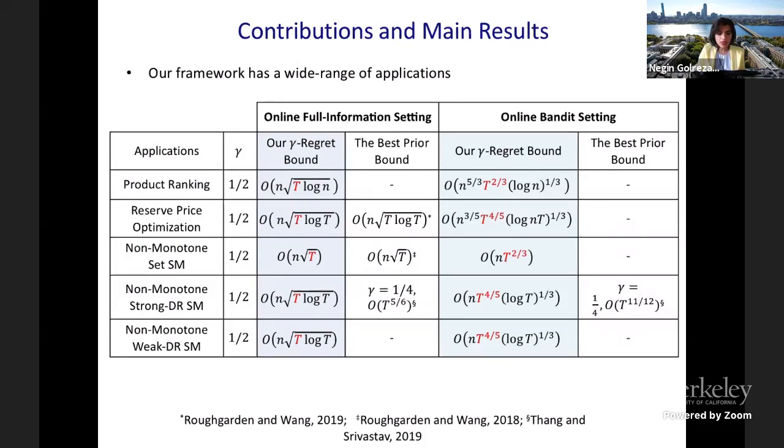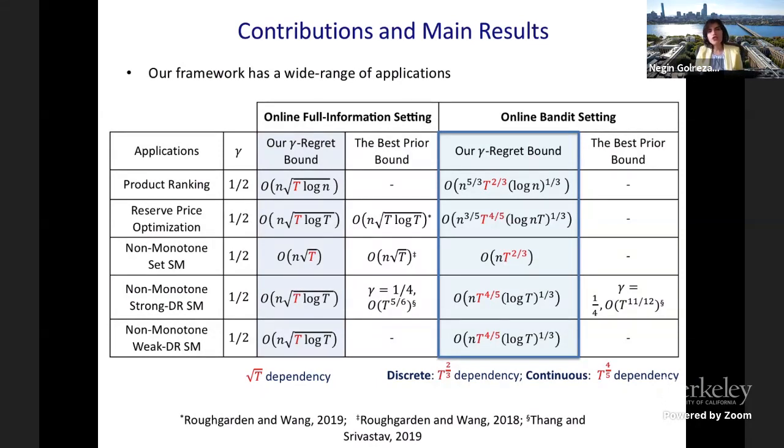So let's look at the results. For the full information setting, in terms of dependency on T, we always get a square root of T dependency. And for the bandit, we get T to the power of 2 thirds dependency if our decision set is discrete. For example, for product ranking, ranking something discrete, we get T to the power of 2 thirds. But whenever the decision set becomes continuous, in that scenario, I think there are some questions here.